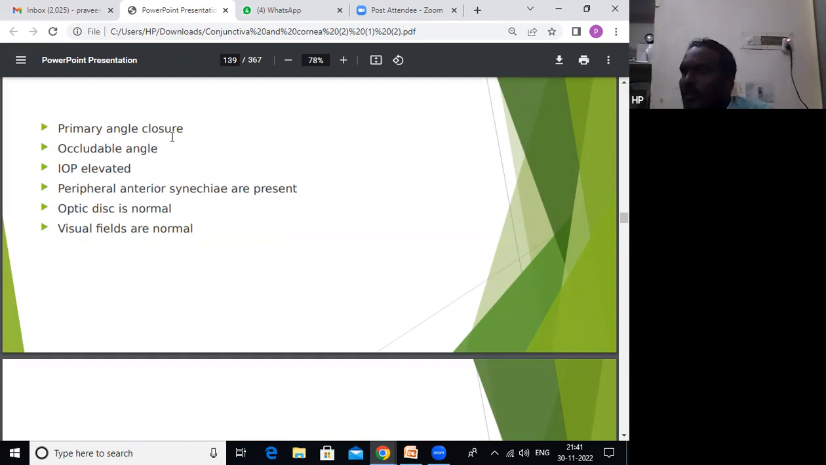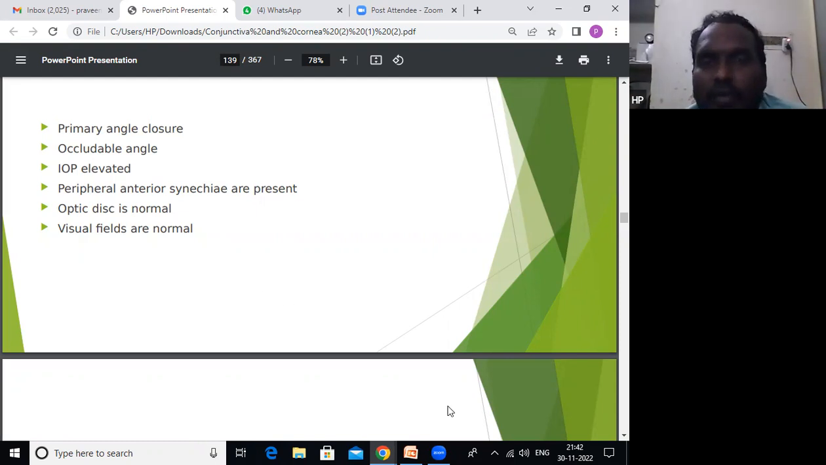If they're not there, but only the angle is closed and the intraocular pressure is elevated, that's called primary angle closure. We are not calling it glaucoma, remember? We're calling it primary angle closure. That means there's an occludable angle. There is formation of peripheral anterior synechiae, because of which intraocular pressure is elevated, but the visual fields are normal and the optic disc is normal. So this is primary angle closure.